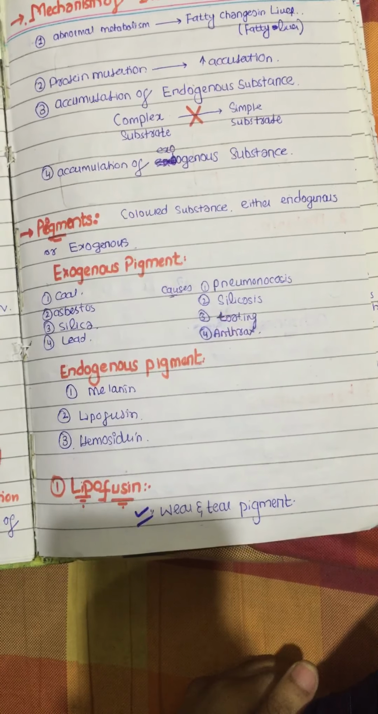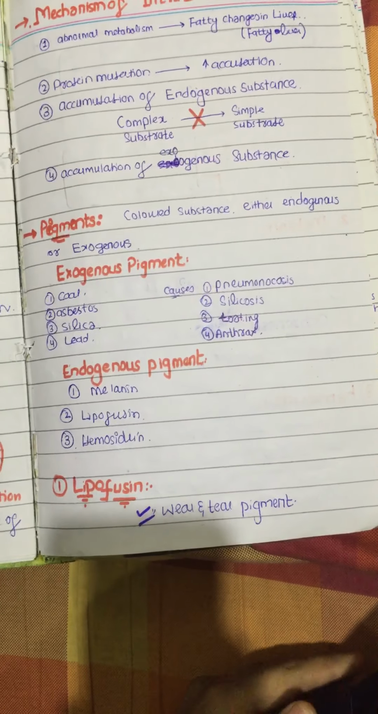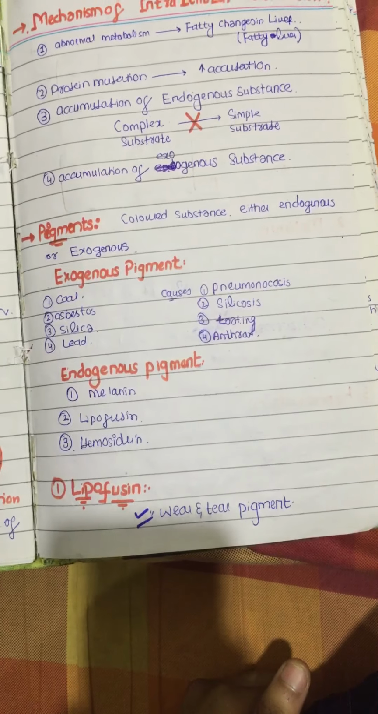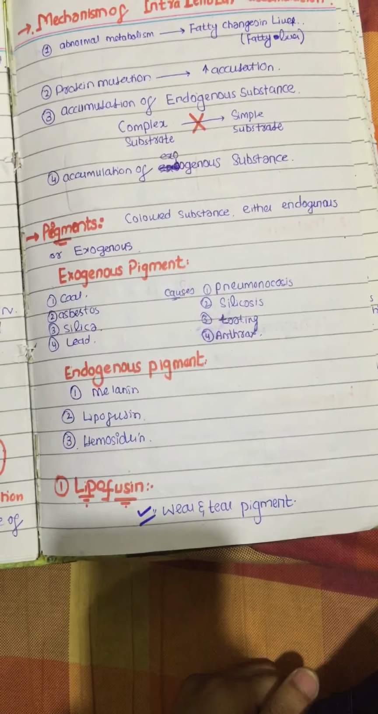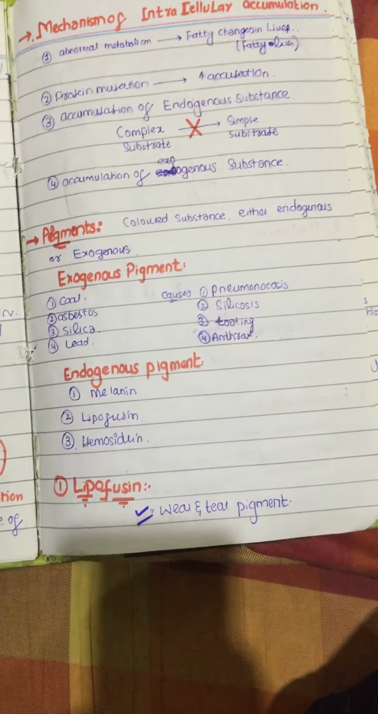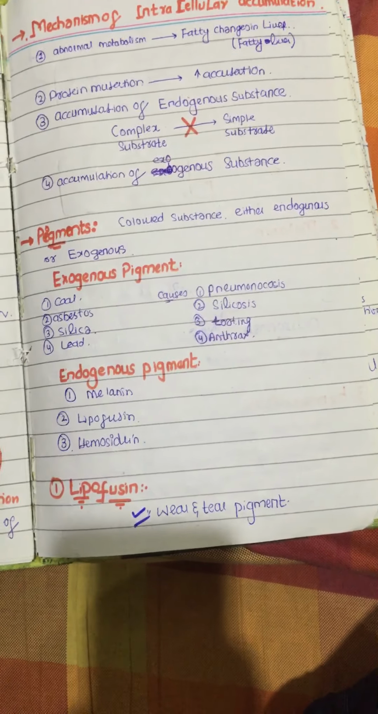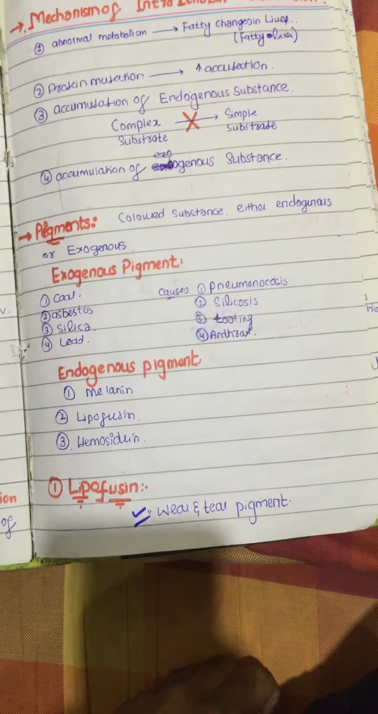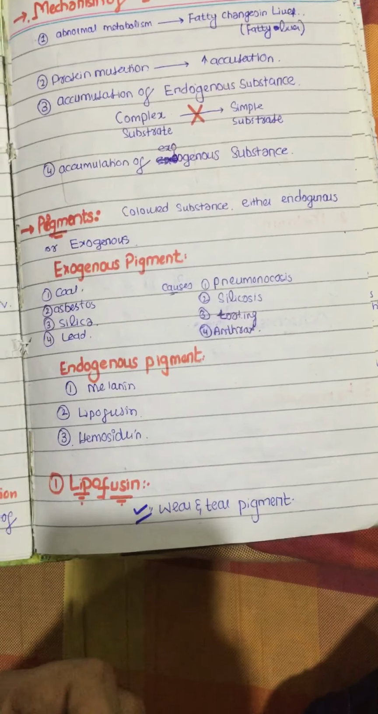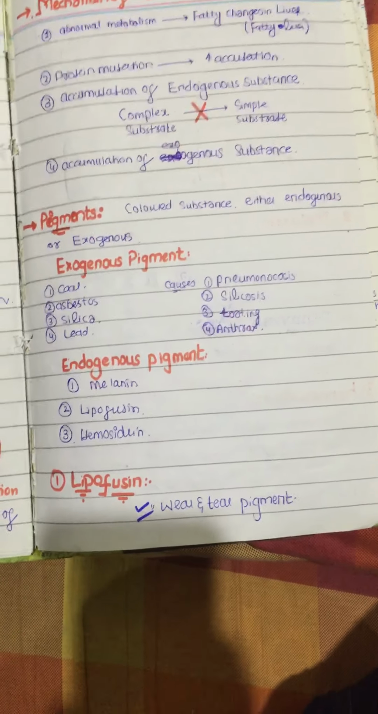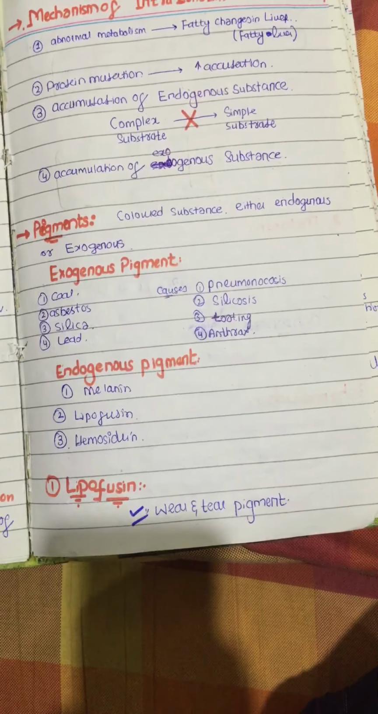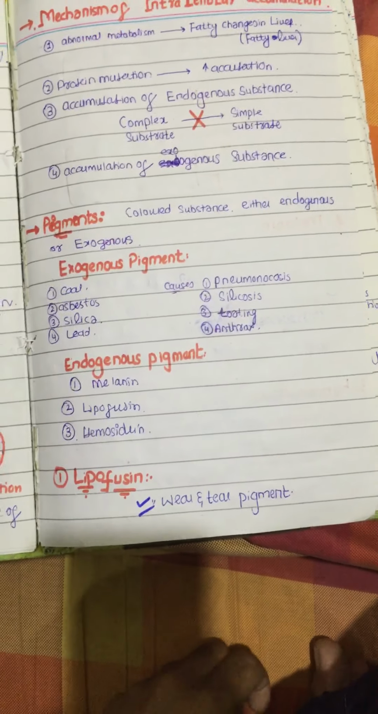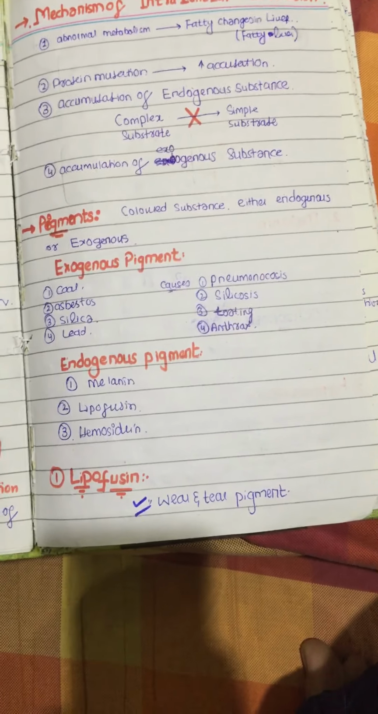Pigments are substances that can be exogenous, and they can be endogenous as well. If we talk about the exogenous ones, there are lead, silica, asbestos, and coal. Now if we talk about the endogenous ones, there are lipofuscin, melanin, and hemosiderin.